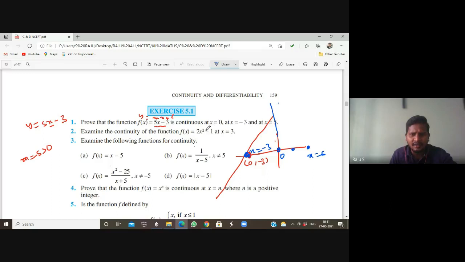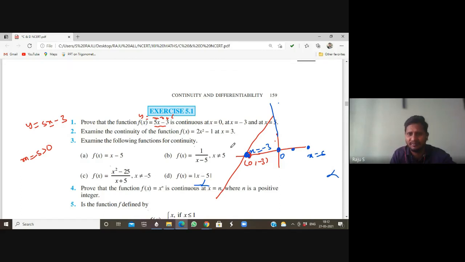See here, it is a line. I said that it is clearly continuous over the entire real line, minus infinity to plus infinity. Is there any break? No break. So at minus 3, at 0, at 5, everywhere it is continuous. In the same way, a quadratic also, like a U shape. The x square coefficient is positive, so it is open always upwards. There is no break for this.